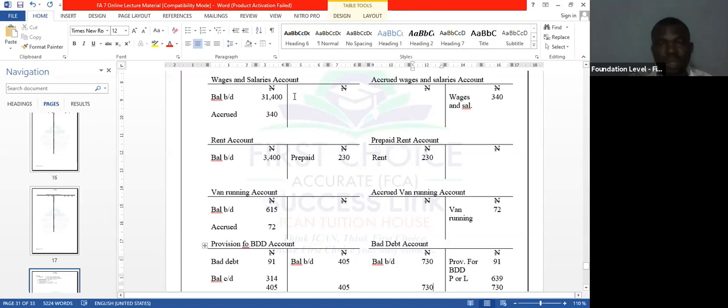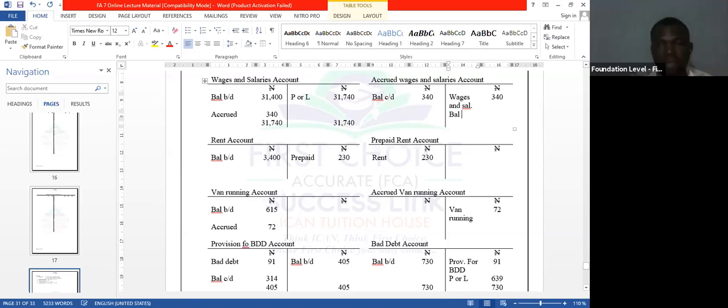So this one is a salary, is an expense. So let's close this. So that will be total sum of what? 31,740. That's 31,740 naira. So it closes up to be 31,740. Let's say balance carried down, because it must continue until we pay it, until we close it. So we have balance brought down of 340.